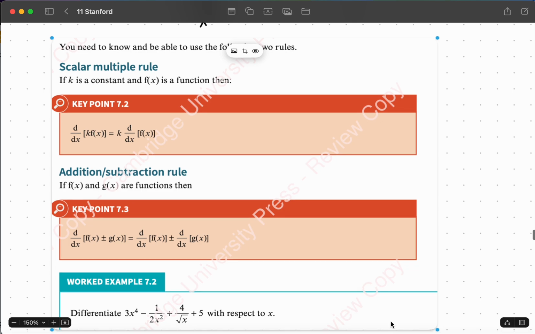Now you need to know and be able to use the following two rules as well. The first one is the scalar multiple rule. If k is a constant and f is a function, then the differentiation of k times the function equals k times the differentiation of f(x). You just ignore the k, because k is a constant and it doesn't affect the differentiation. You just differentiate the function, but remember to multiply the final answer by k, so the k still stands there.